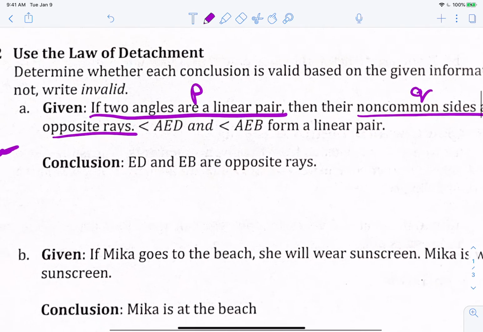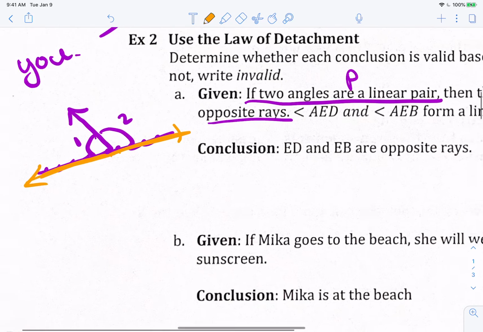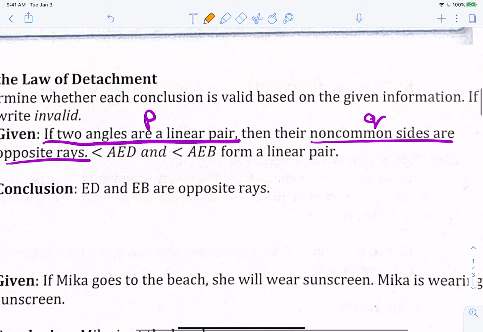Then their non-common sides are opposite rays. The non-common sides are this one and this one. Are those opposite each other? You betcha. They're going opposite directions. Then their non-common sides are opposite rays. That's P and then Q. If this happens, then this happens.